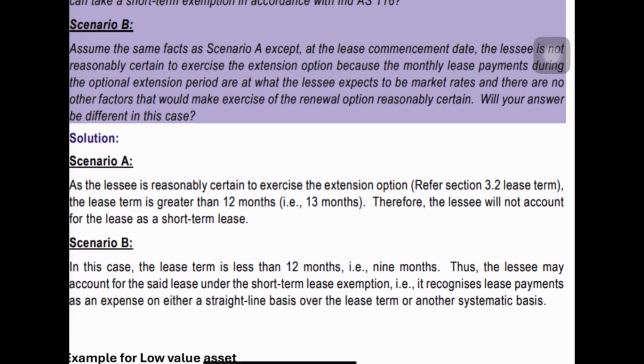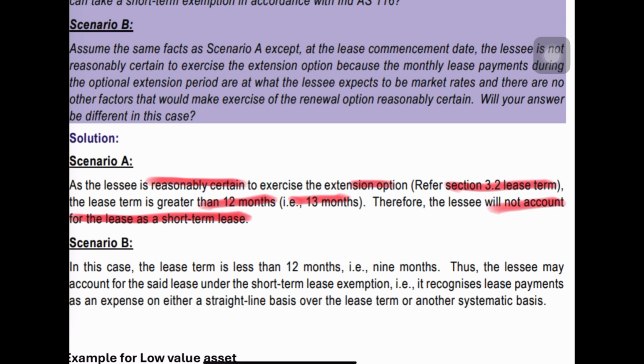As the lessee is reasonably certain to exercise the extension option, refer to section 3.2 on the lease term. So the lease term is greater than 9 months, so totally 13 months, 9 plus 4. Therefore the lessee will not account for the lease as a short-term lease. So it's a long-term lease, so Ind AS 116 should be applied here. Okay, then we'll go through scenario B.